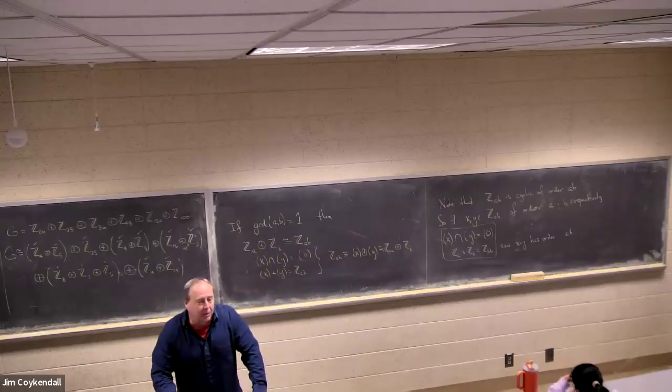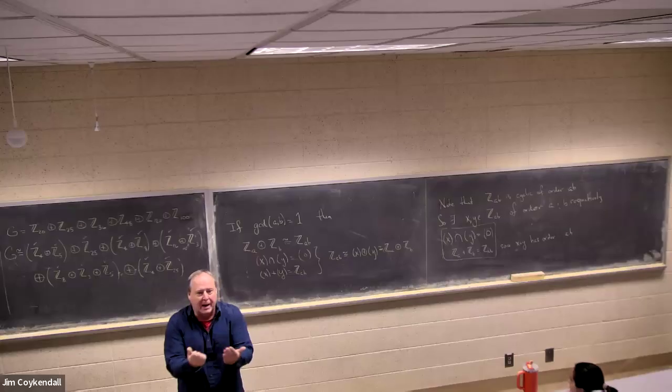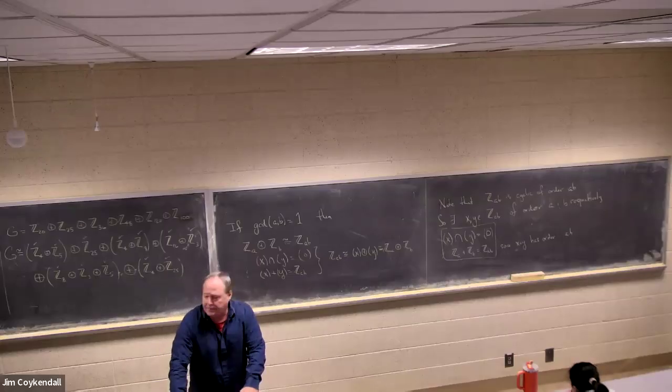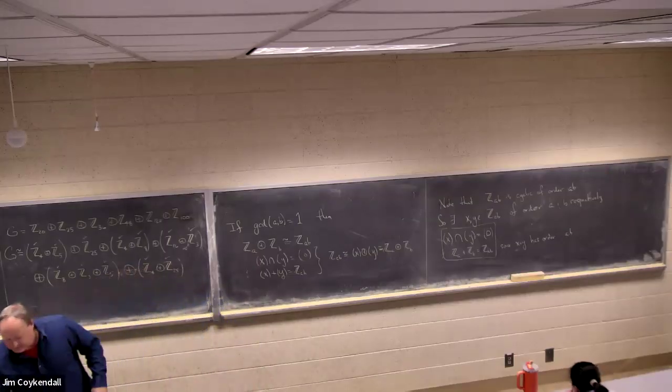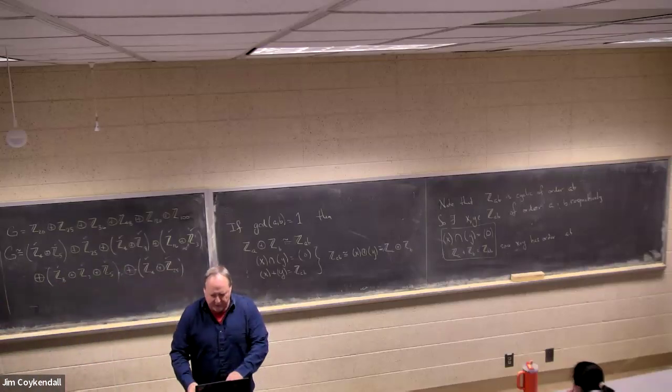So that's why that works. When I said, for example, Z4 direct sum Z5 is Z20, since 4 and 5 are relatively prime, you can just mash them together and call it a single sum. Okay, any questions on it?